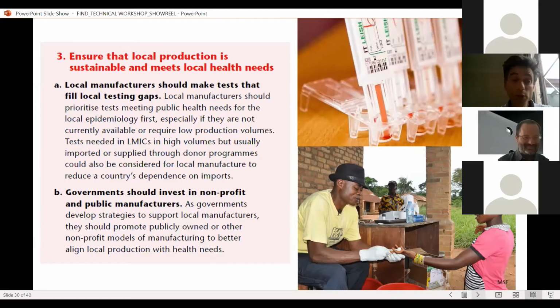For instance, in Africa, we have Diagnostics, who will present in the next session. That's a non-profit local manufacturer in Senegal. In terms of public manufacturers, we do have already since a decade Biomanguinhos in Brazil, who produces also diagnostics for Brazil. So it's important that investments do also consider these type of models.